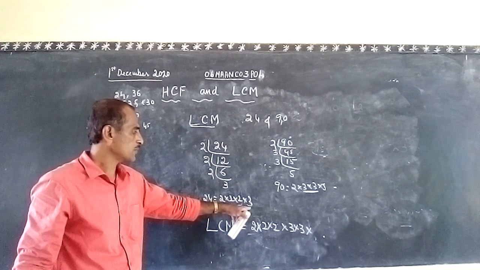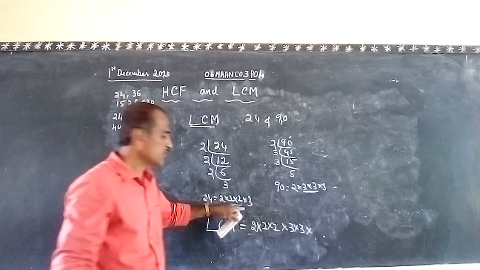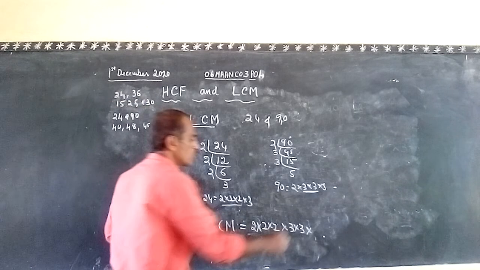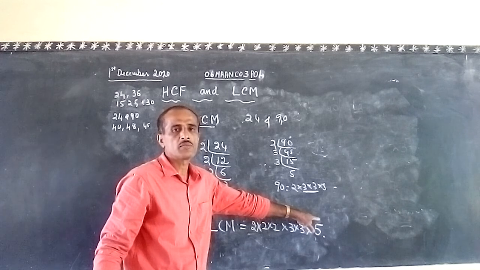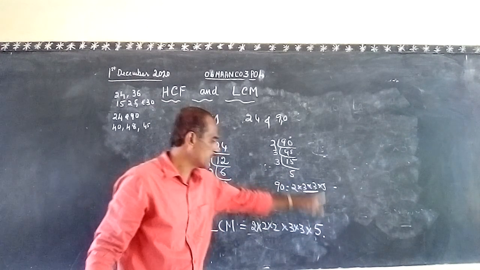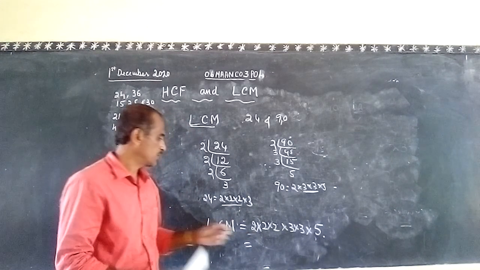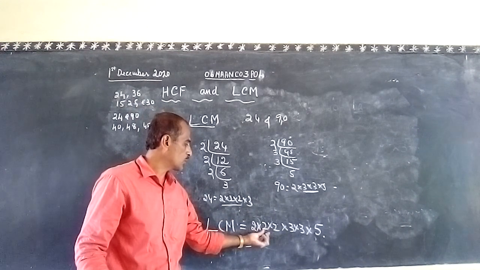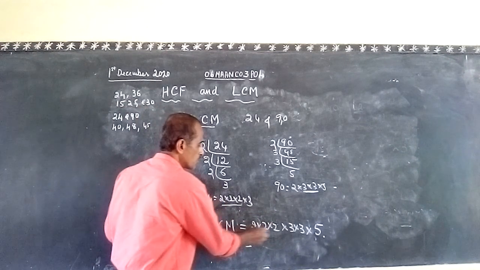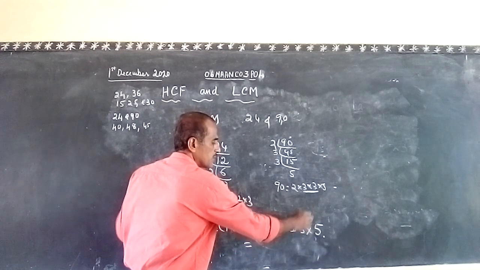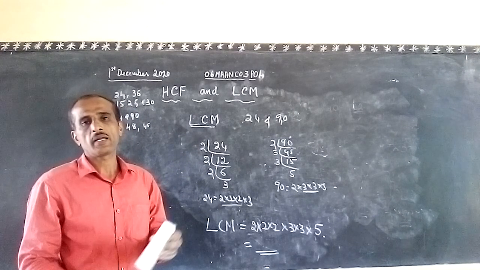Then here finished, but here 5 is there. Though it is not present here, you have to take that 5 also. So into 5. How many 5s are there? Only 1 5, so it's enough. Suppose 2 5s are there, and here 1 5, you have to take those 2 5s. So the product of this is the LCM, least common multiple: 2 into 2 into 2 into 3 into 3 into 5. So find the product: 2 2s are 4, 4 2s are 8, 8 3s are... What is the product of this? That is the LCM of 24 and 90.